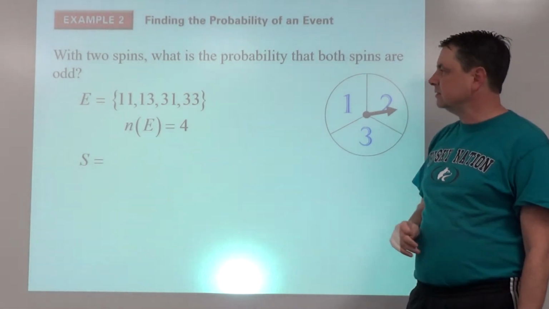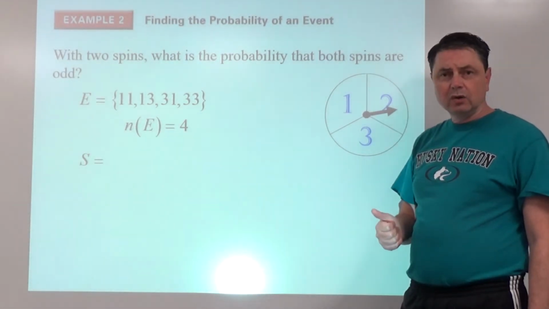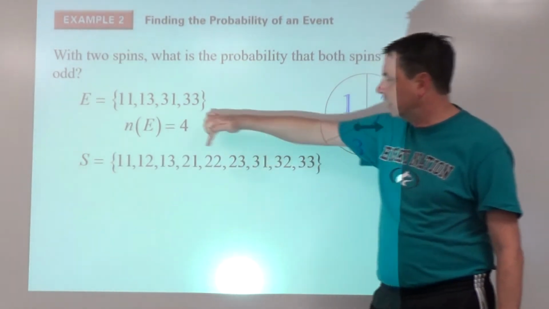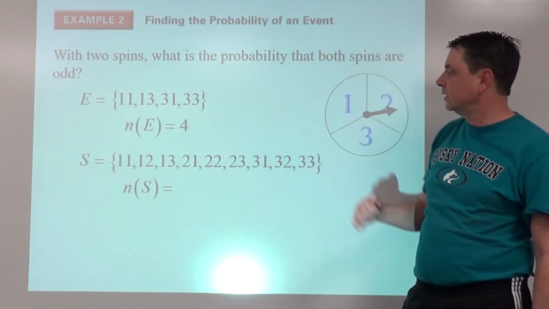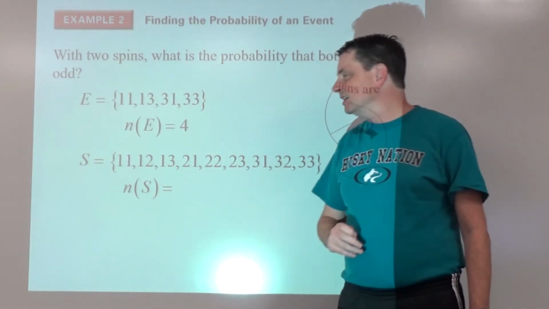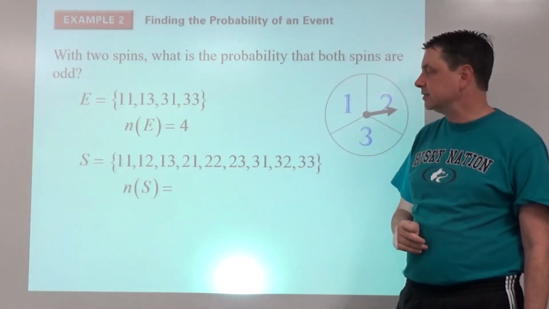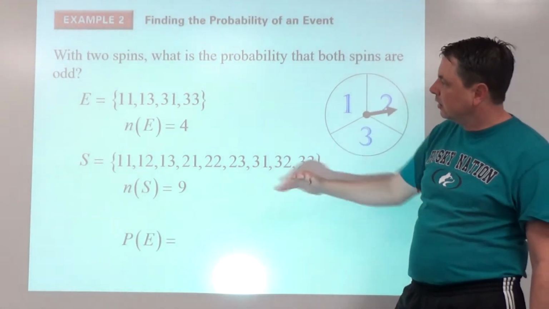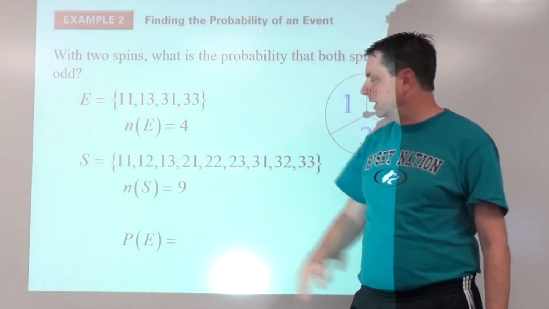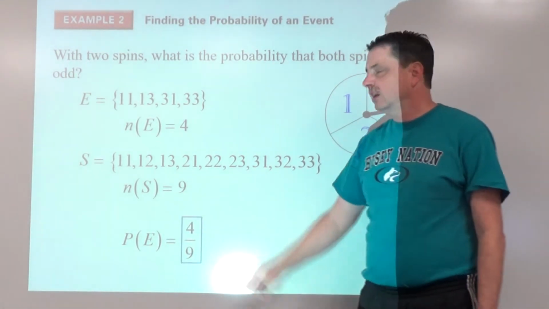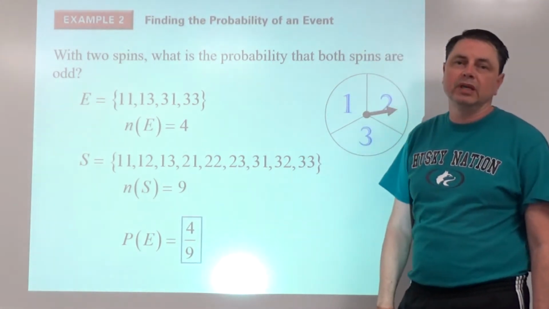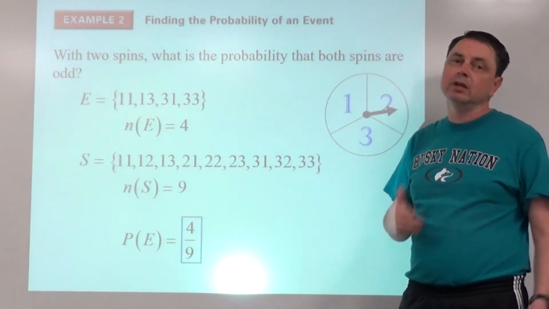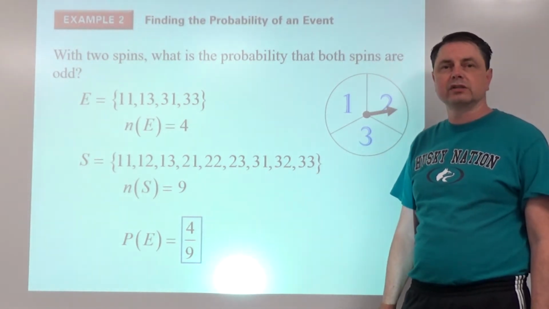The sample space is 1 then 1, 1 then 2, 1 then 3, and so on. 2 then 1, 2 then 2, 2 then 3. So there are 9 different elements there in the sample space. So our probability of both odd, 4 out of 9, is our probability. A reminder that probability has to be between 0 and 1 inclusive. Could be 0 if it can't happen, could be 1 if it is a certainty.